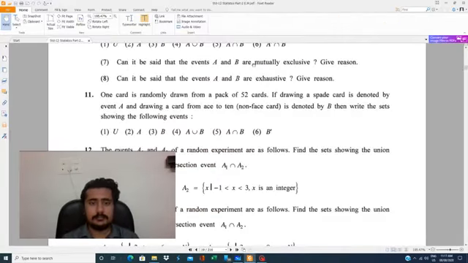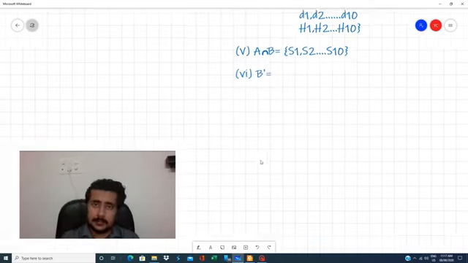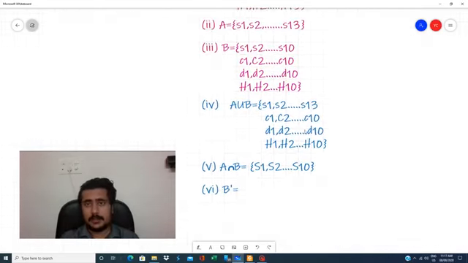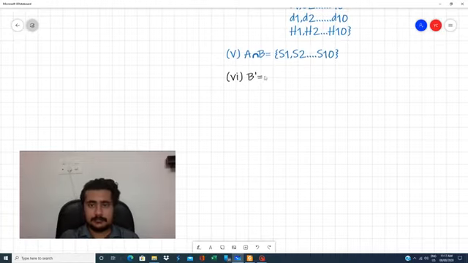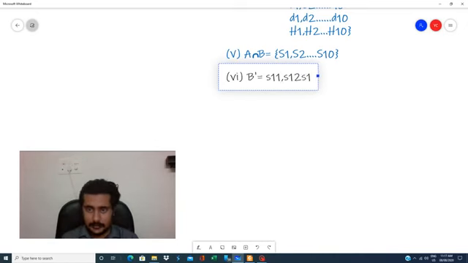Sixth is B dash. How will I write B dash? It is the elements other than B. What is in B? 40 elements are there in B: S1 to S10, C1 to C10, D1 to D10, H1 to H10. So in B dash, what will I write? B dash will be S11, S12, and S13.